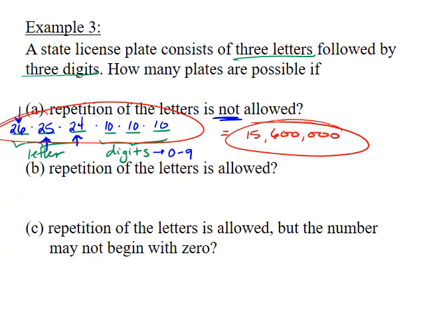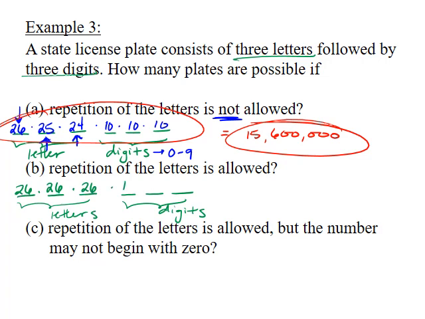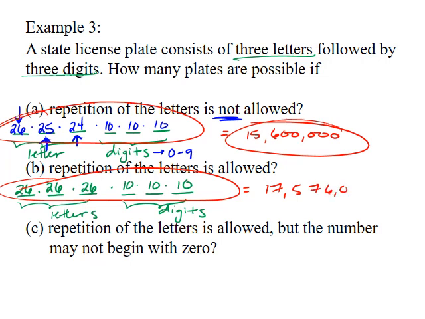Let's look at the next example. So I'm going to set this up the same way. I have 3 letters and 3 digits. And it says repetition of letters is allowed. So now I have 26 choices here. I can repeat that if I want, so I have 26 choices here and here. The digits stay the same. When I multiply all of this out, I get 17,576,000.